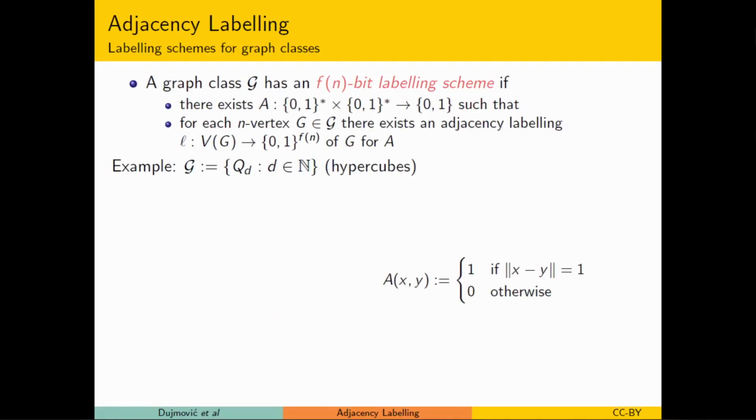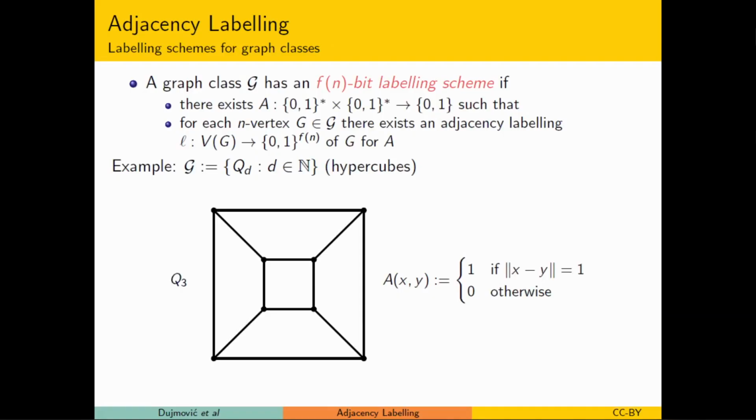That's the adjacency tester. And actually, from one of the definitions of the hypercube, you realize that this is going to work, because one of the definitions of the hypercube is that the vertices are bit strings of length d, and 2 vertices are adjacent if they differ in exactly one bit. So the class of hypercubes has a log n bit adjacency labeling scheme. Okay. Clear? Please stop me at any time if there are any questions.